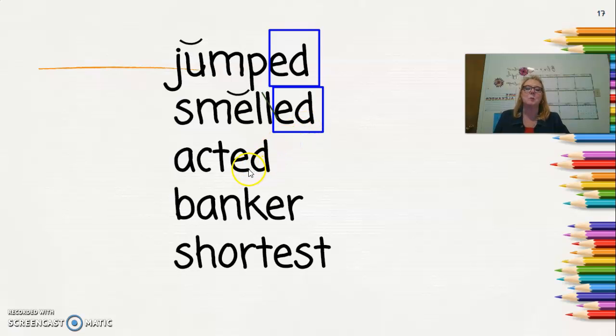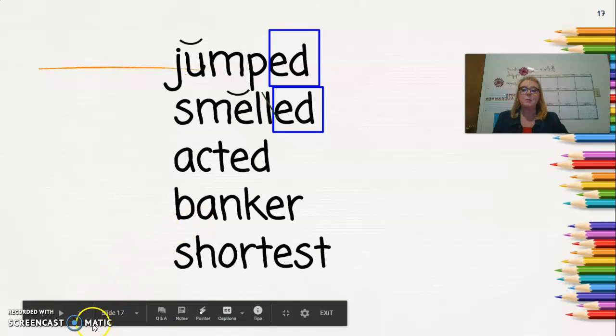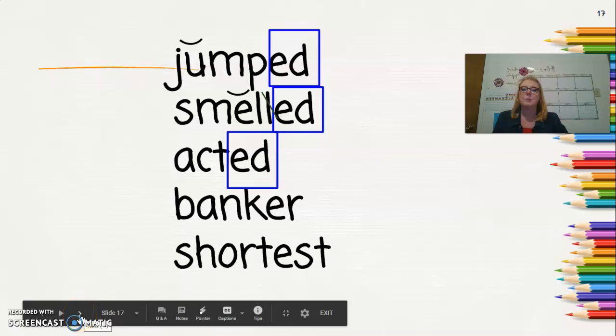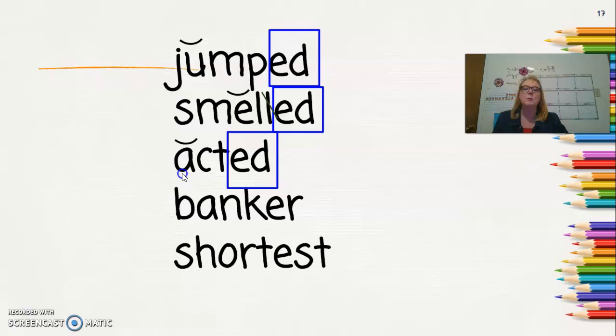Let's look at this next word. What is the suffix in this one? Ed. Okay. Now I want to show you something with this word too. Well, hold on a second. Let's code it first. Okay, what is it? It is a breve. Good job. So when we read it, we say act-ed.